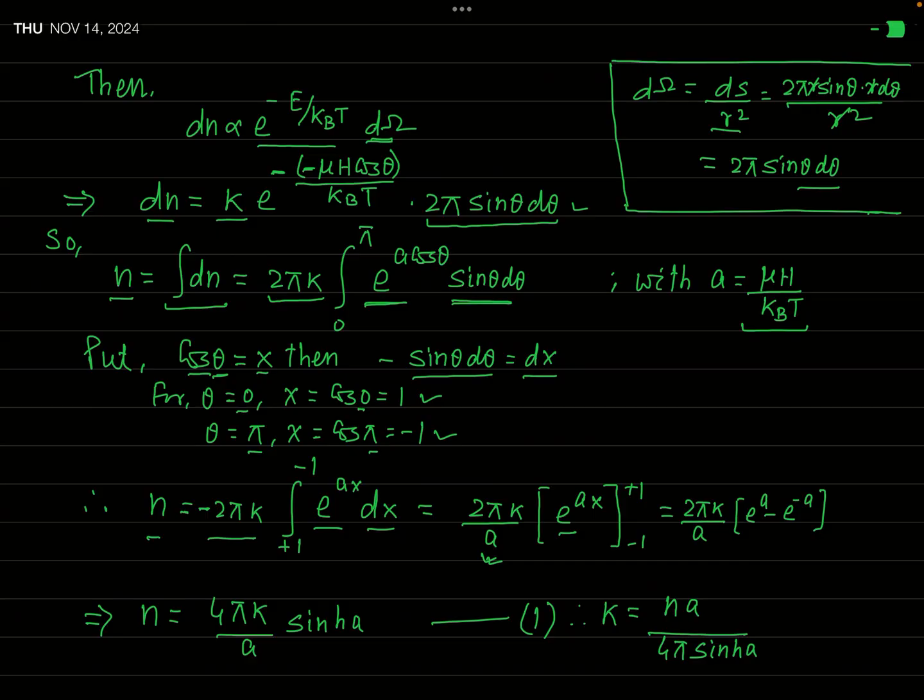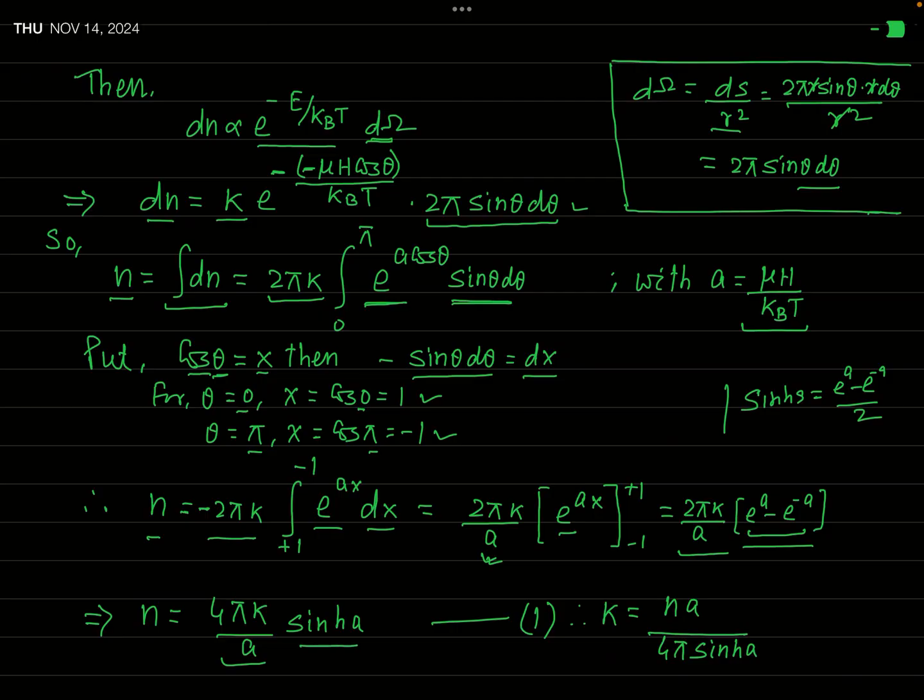So after substituting the limits, you get that n is equal to 2πk over a times e to the power a minus e to the power minus a. Okay, but you know that sine hyperbolic a is equal to what? This is e to the power a minus e to the power minus a divided by 2. So this factor e to the power a minus e to the power minus a will be 2 sinh a. So n is equal to 4πk over a times sinh a.